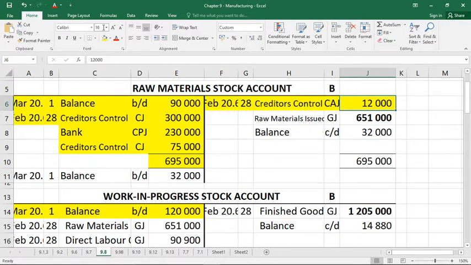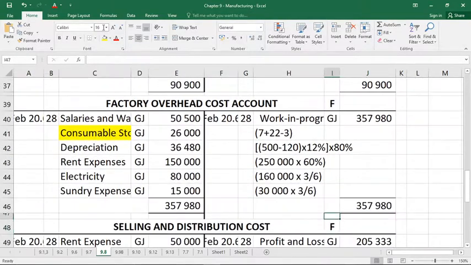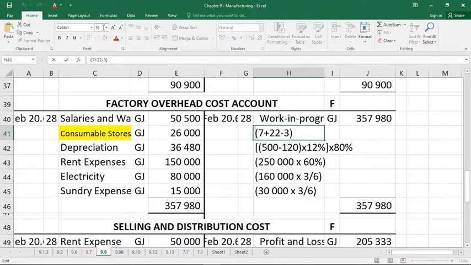Number 5, consumable stores bought for cash for the factory amounted to 22,000. So factory overhead cost, right? I've already highlighted my consumable stores word over there, but now how much? Here in this bracket, we had 7,000 opening balance. We bought another 22,000, but remember, at the end of the year, there might be some consumable stores we have not used yet. So it would be wrong to write 29,000 as my figure, because there might be some that I haven't used.